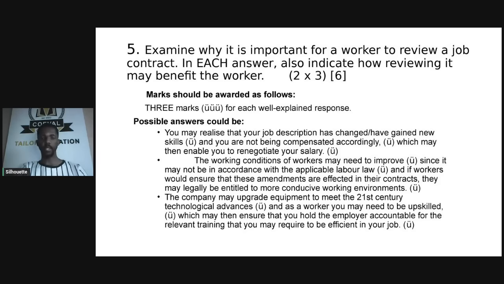And then the last response: a company may upgrade equipment to meet 21st century technological advances. That is the statement, opinion, or fact, whichever. And then to qualify it: as a worker, you may need to be upskilled. That would be the qualifier. And then the outcome, which may ensure that you hold the employer accountable for the relevant training you've acquired to be more efficient in the job that you are doing.